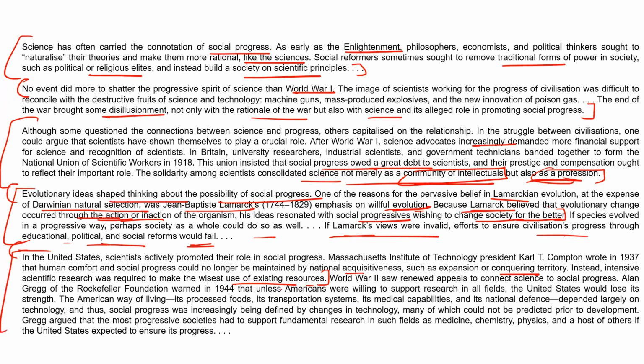So in the last paragraph, he said how US scientists have been promoting their role in social progress, and how, as a society, America needs to support research in all areas if it wants to progress. And progress doesn't come by acquiring, expanding, or conquering territory. So this passage basically talks about the role science has played in social progress, how that role has been viewed at different times by different people, and in the end, how America views it. So, not a difficult passage, an easy passage to read.